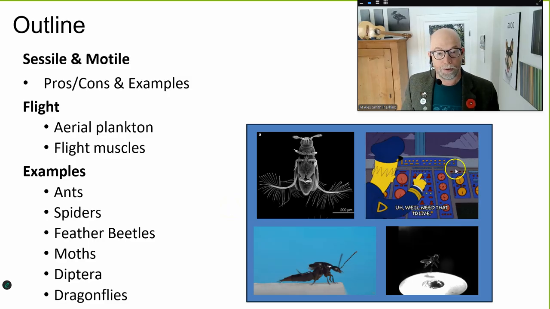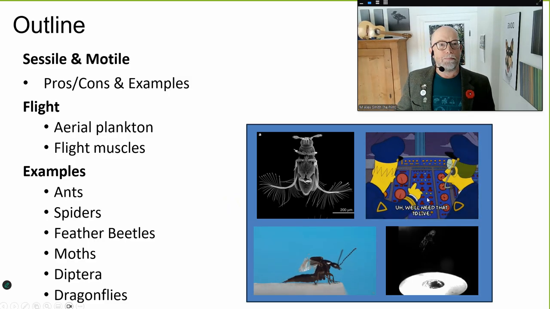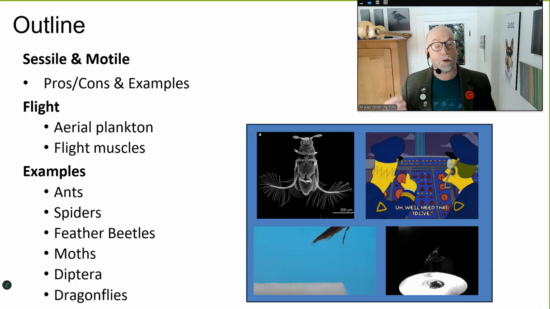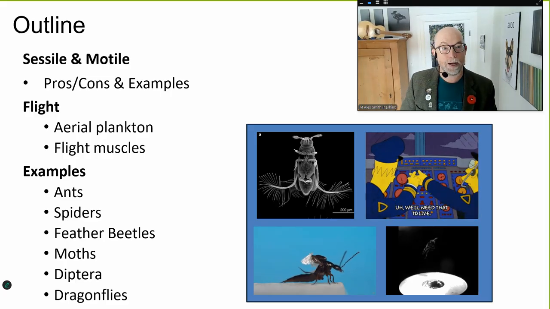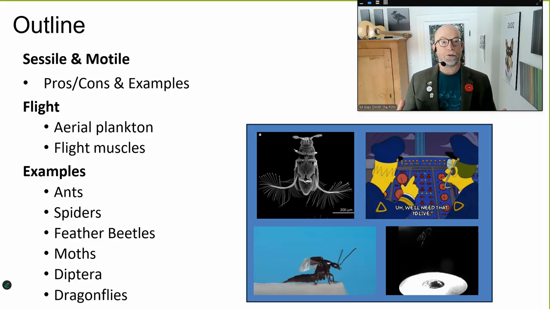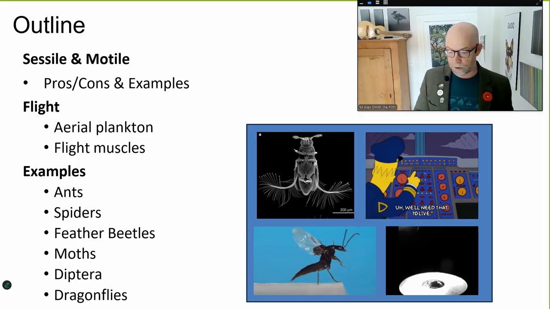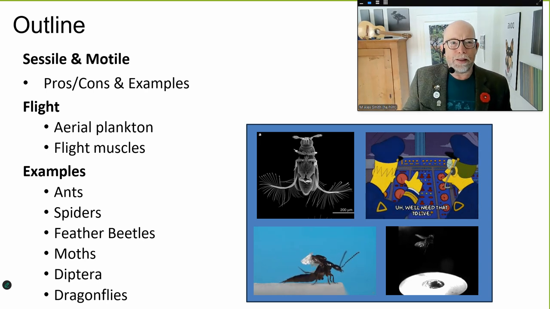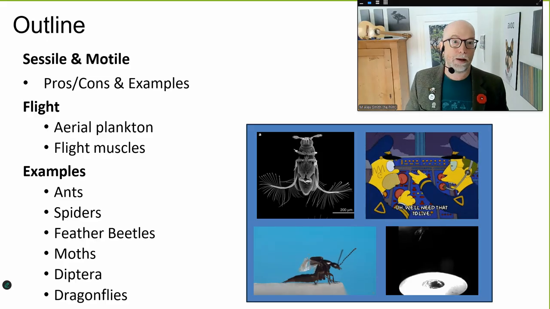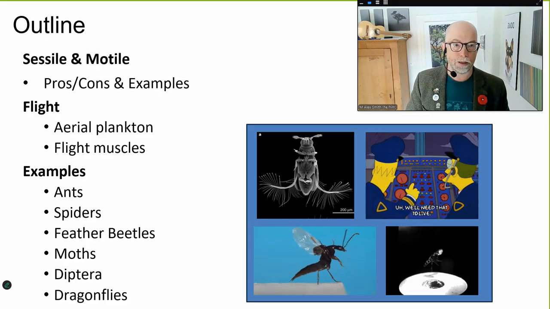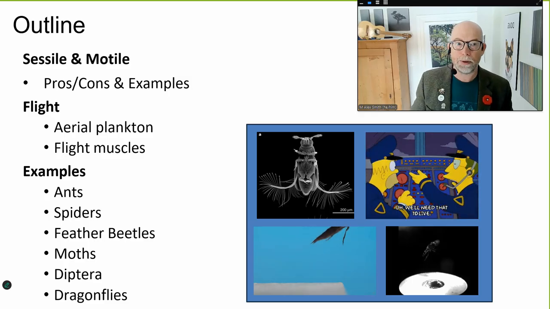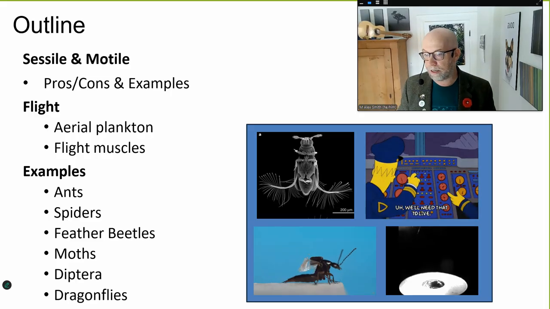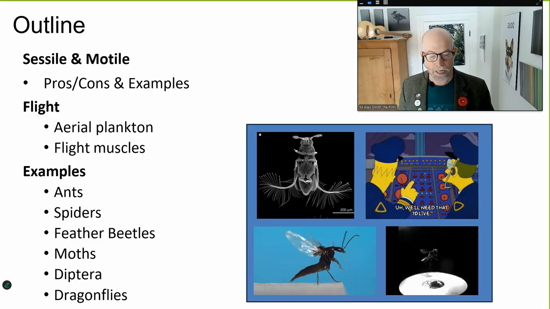What are we talking about this week? We're going to start right from the start. Let's talk about the ability to be motile or mobile, synonyms there, or sessile, and why evolutionary pressures might have selected for one lineage or one strategy versus the other. And then in today's example, we're going to spend a lot of time talking about arthropods. Insects predominantly, but not exclusively. So we've got ants, spiders, feather beetles, moths, dipterans, and dragonflies. Oh my.